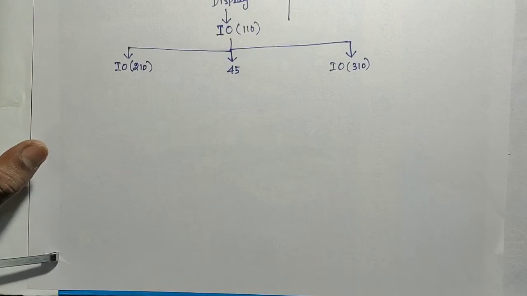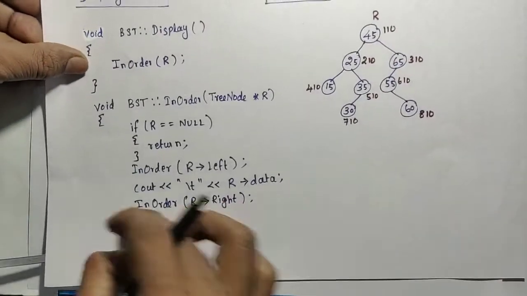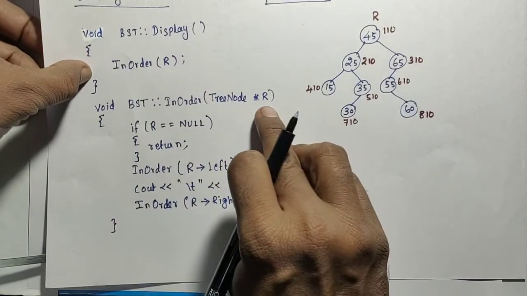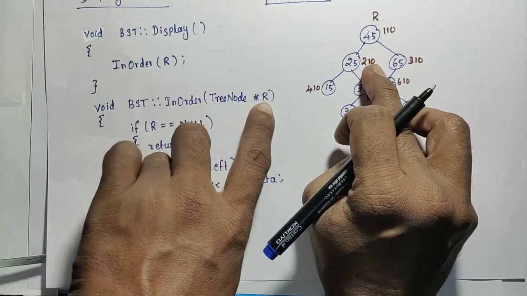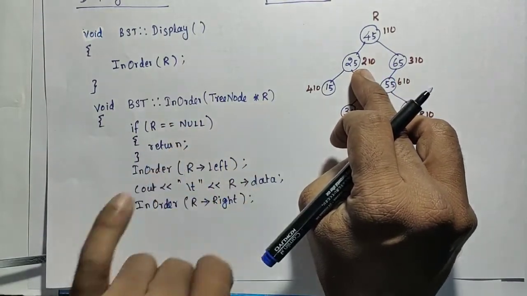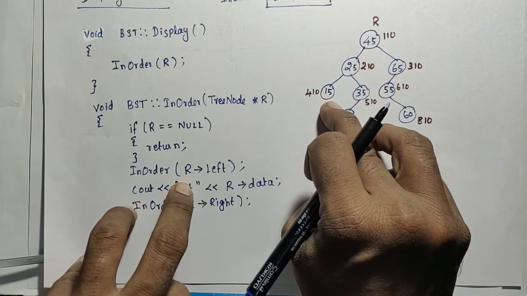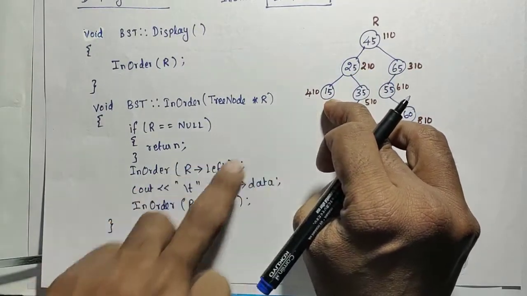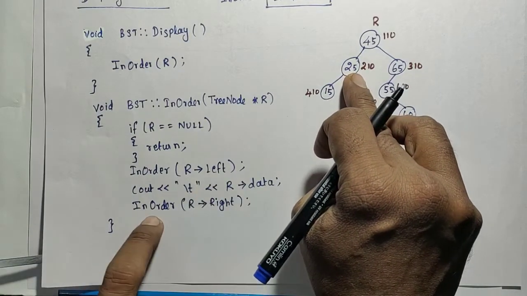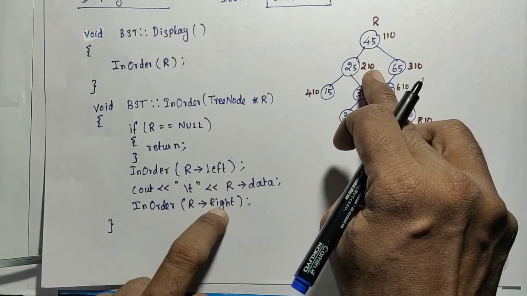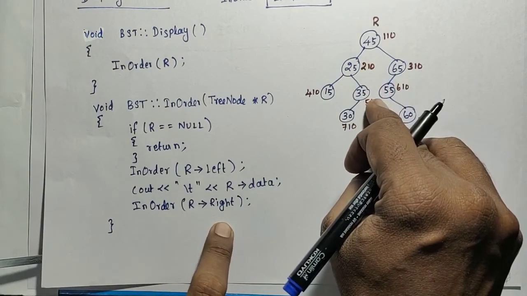So in order of 210 is another recursive call. Again the same function will be called, but in this case R will receive 210. 210 is not null, so what will happen: in order of left of 210, and left of 210 is 410. Then root of data is 25. Then in order of right of root: the current R is 210, and right of 210 is 510.